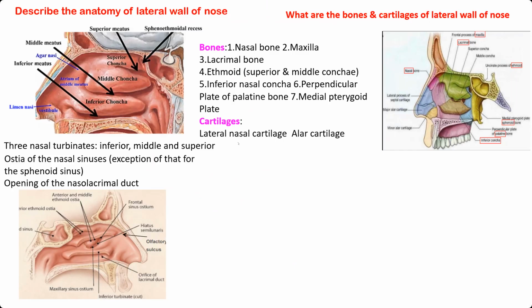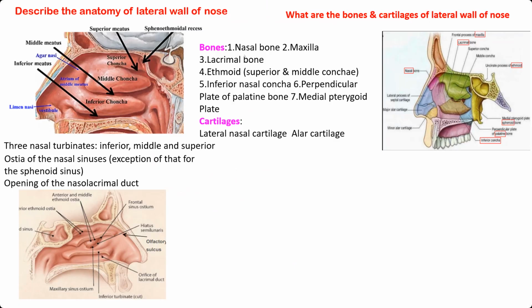And the cartilages are the lateral nasal cartilages, and the alar cartilages of the nose also form it. The ala is this portion of the nostril, the curved portion on the outside towards the lateral angle of the mouth. So that cartilage also gives rise to the framework. So there are 7 bones: nasal bone, maxilla, lacrimal, etc., and cartilages are there.